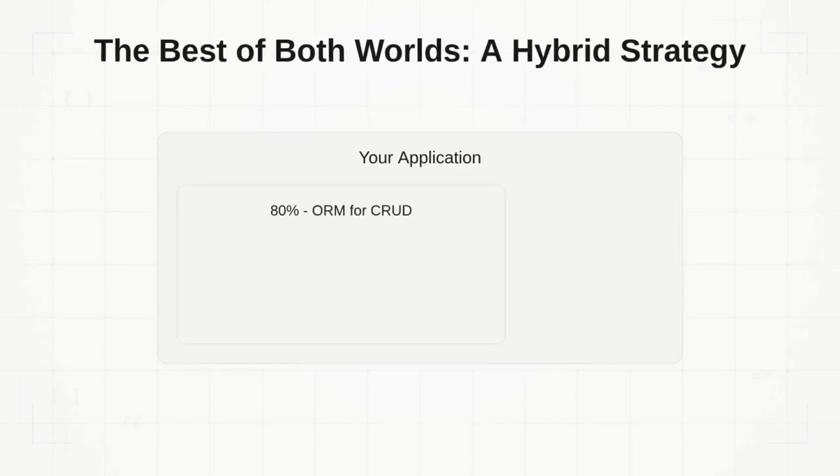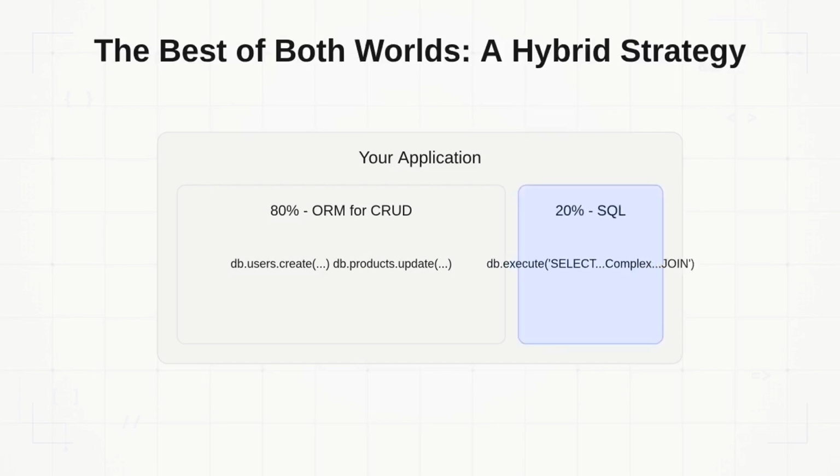Embrace your ORM for the 80% of your application that handles routine data management. This keeps development fast and your codebase clean. But for that critical 20% where performance is non-negotiable, create a clear boundary and drop down to raw SQL. Nearly all modern ORMs provide an escape hatch to execute raw queries directly. This gives you the best of both worlds, the rapid development cycle of an ORM combined with the surgical precision and peak performance of handcrafted SQL where it truly counts.